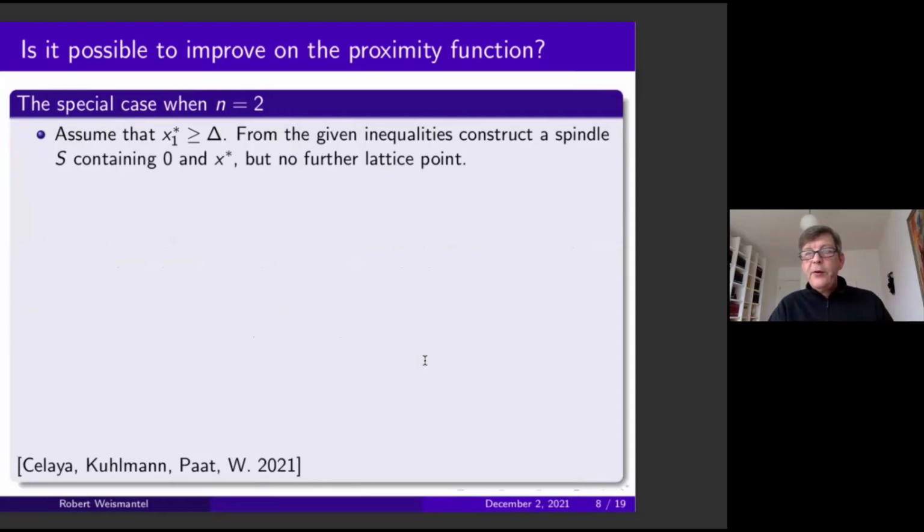This is where I can very elegantly comment on why, when n is equal to 2, you can really prove the proximity bound should be delta and not 2 times delta. Let me explain this to you. I think you will enjoy this, at least I hope. So now we assume this is not true. Assume one of the two components, say x1 star, is bigger than delta.